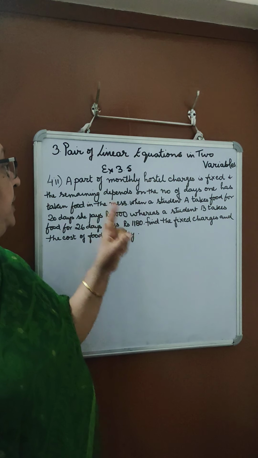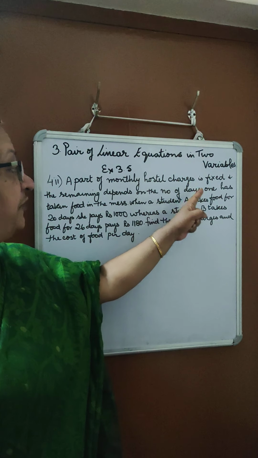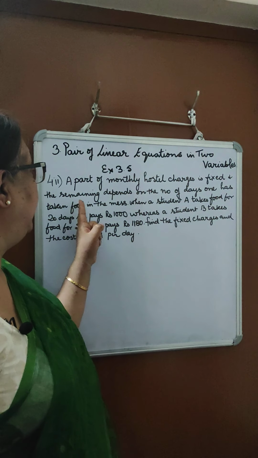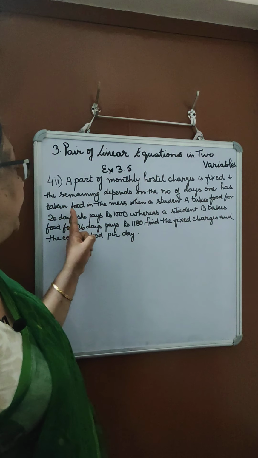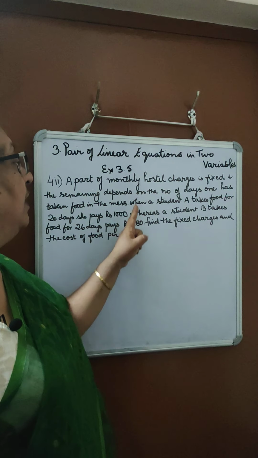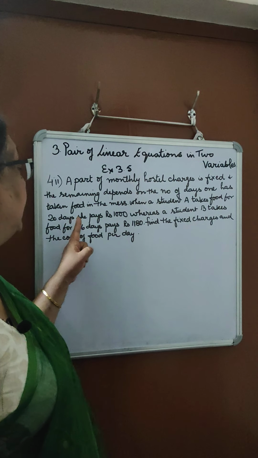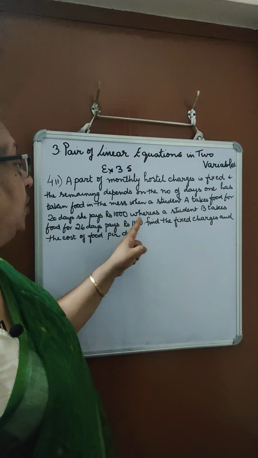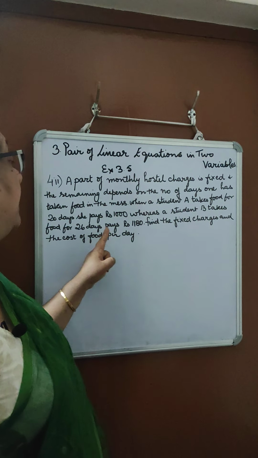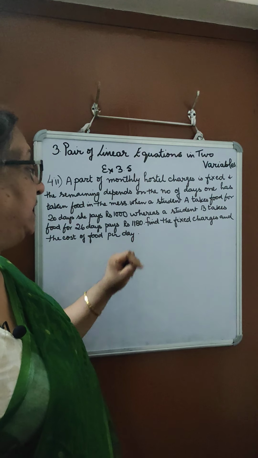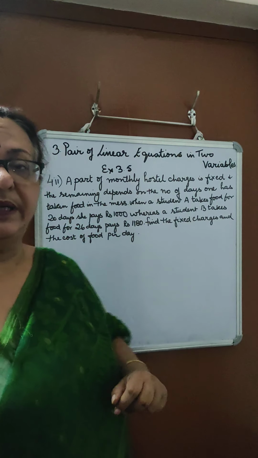What is said? A part of monthly hostel charges is fixed and the remaining depends on the number of days one has taken food in the mess. When a student A takes food for 20 days, she pays rupees 1000, whereas a student B takes food for 26 days and pays rupees 1180. Find the fixed charges and the cost of food per day.